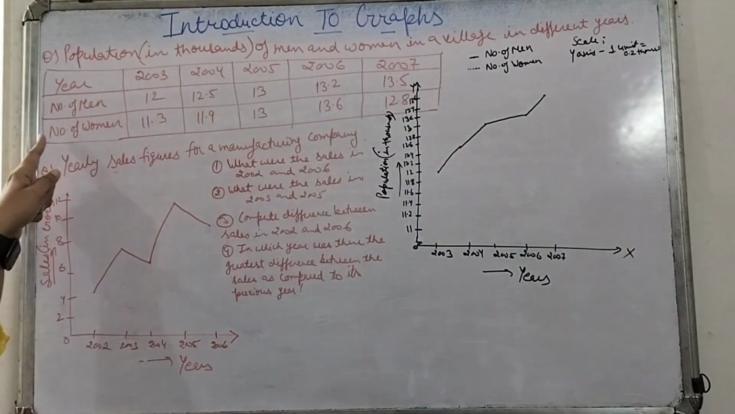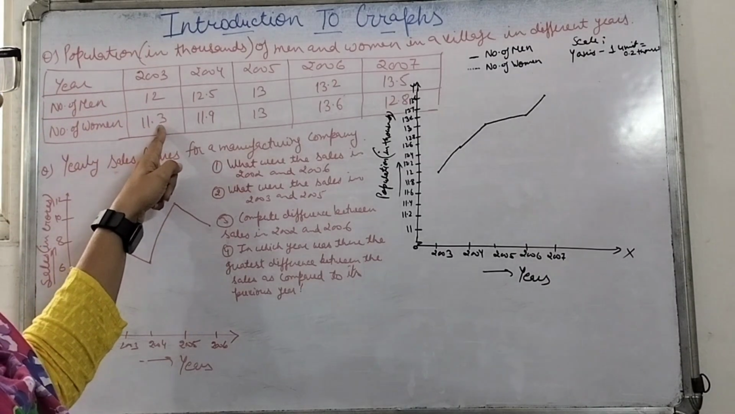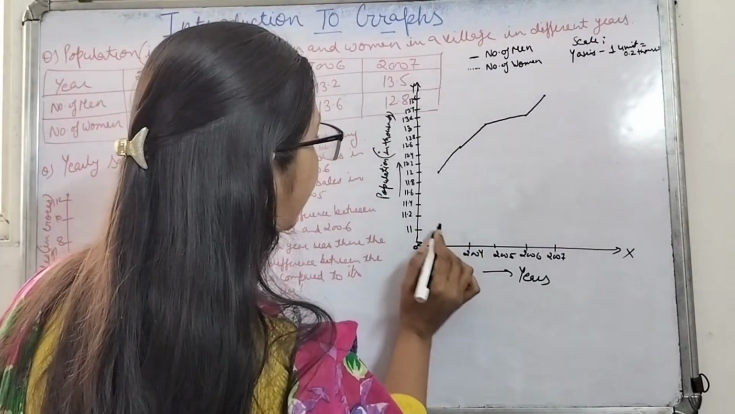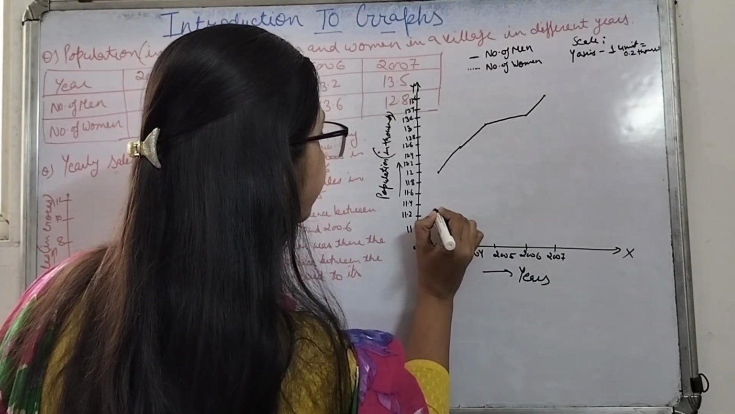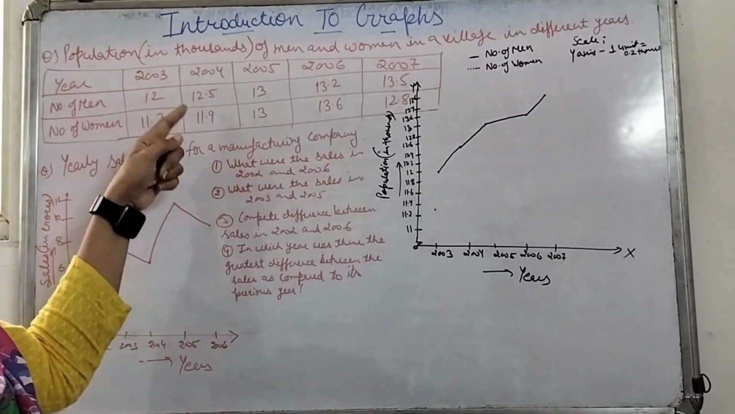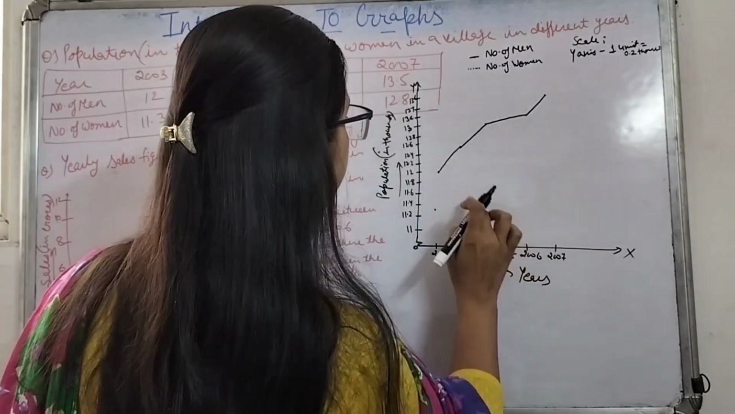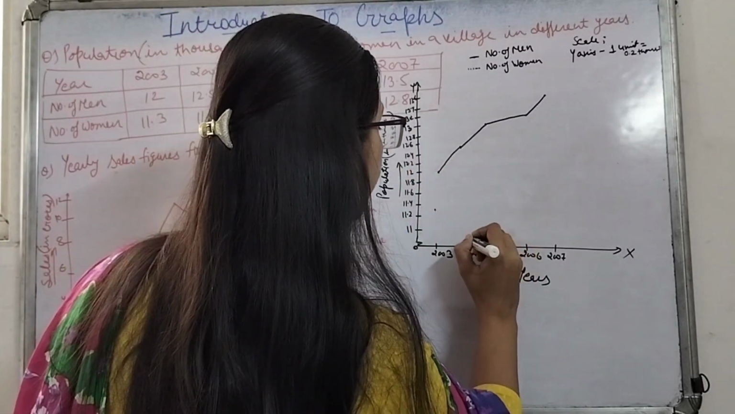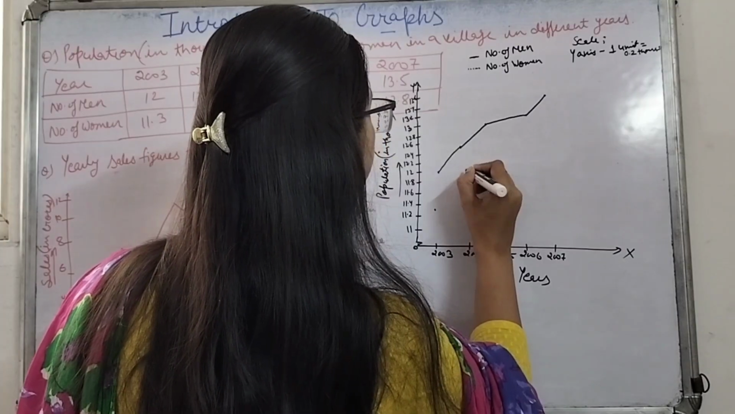Now for the number of women, in 2003 the population was 11.3 thousand. So 2003, 11.3 thousand, it will lie between 11.2 and 11.4. So it will be here. In the year 2004, it is 11.9 thousand. So for 2004, 11.9 will be between 11.8 and 12. So here, this is the 2004 population for women.